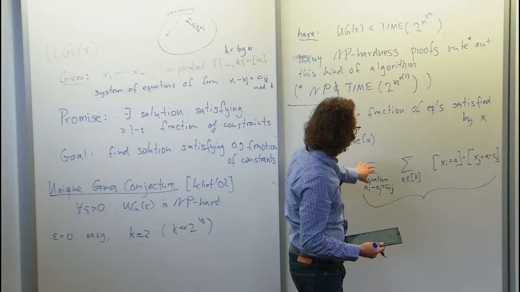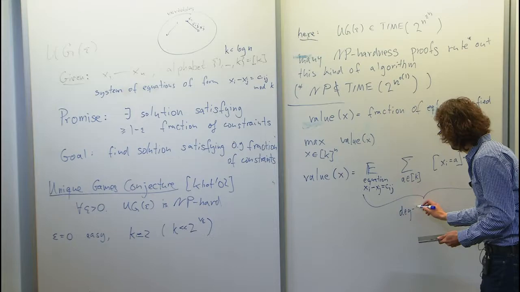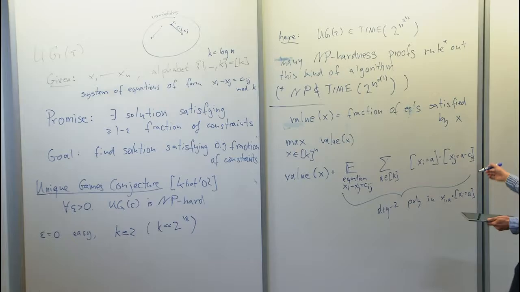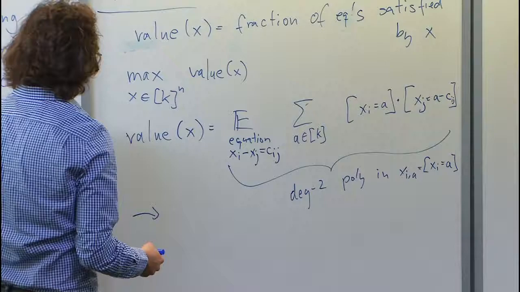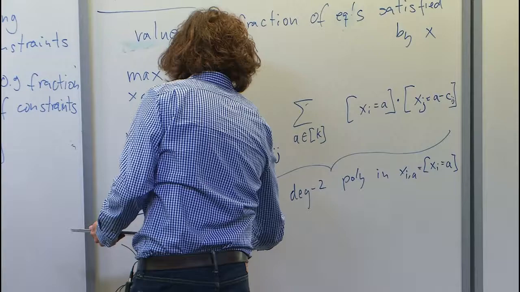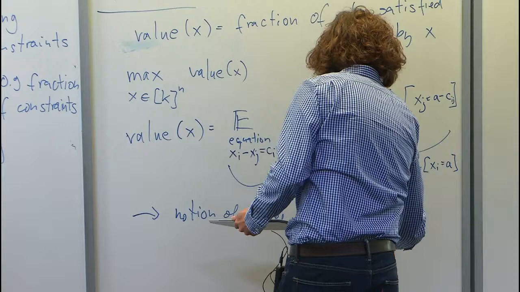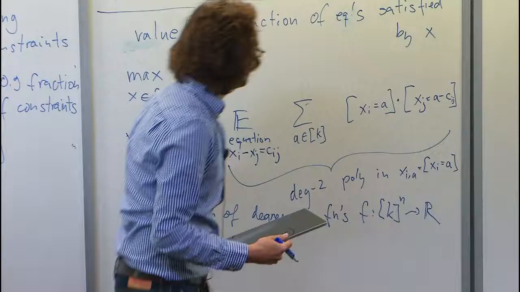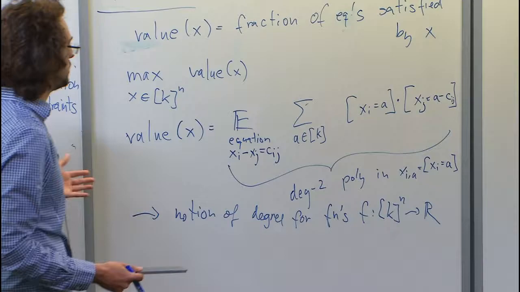Okay, thanks. And so why is this a polynomial? This is a degree 2 polynomial in the variables x_{ia}, defined in this way. This is just an example, but it gives a notion of degree for the kind of functions that we are looking at in general, not just for this particular function. Now we have a notion of what it means for this to be a degree d polynomial.